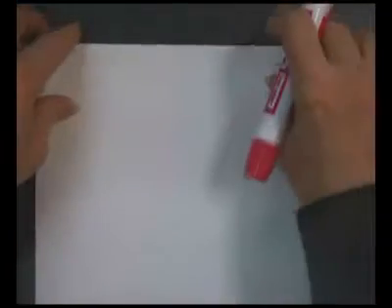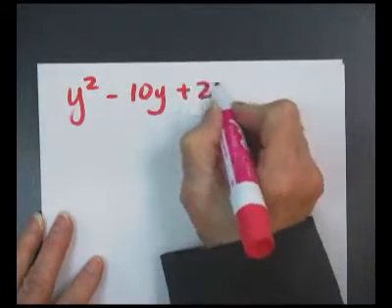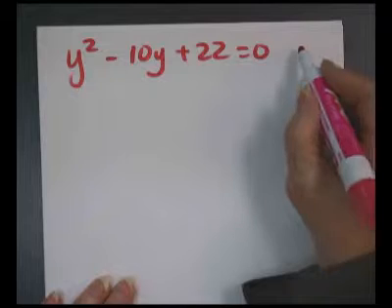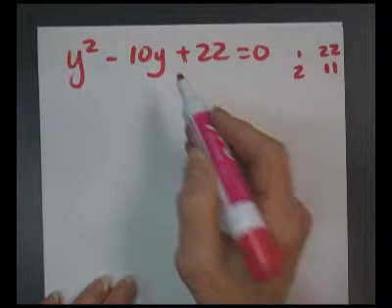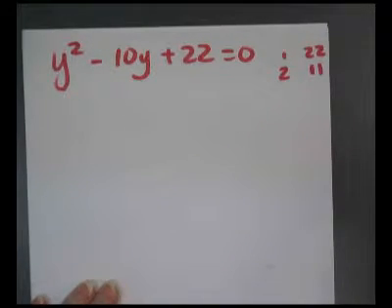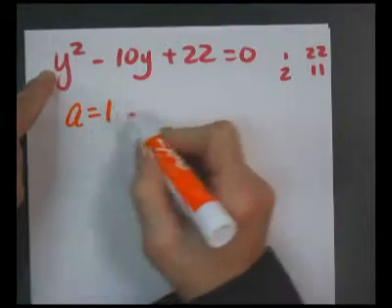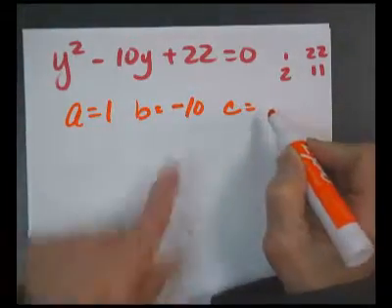Let's do another one. Let's do y squared minus 10y plus 22 equals 0. Is that in standard form? Yes. Can you find a factor of 22 that will add to give you 10? No. Right? So what is our A? A is 1. Our B? Negative 10. And our C? Positive 22.